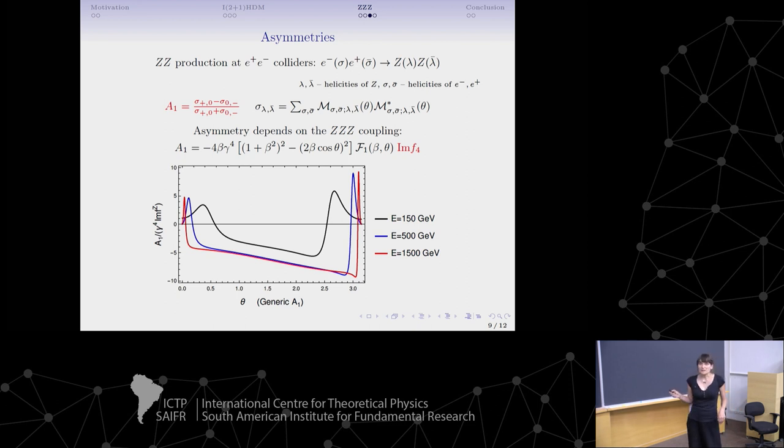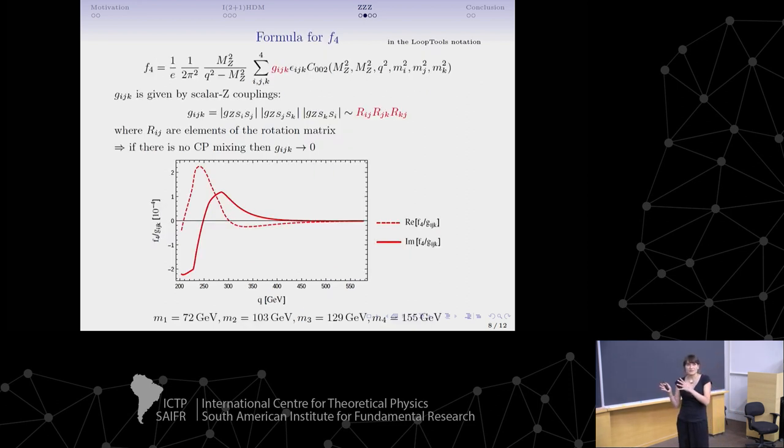Now, can we see that? This is a vertex that is not a proper one, in a sense. It violates gauge invariance. We cannot really put it in the Lagrangian and say, okay, that's it. We have to think of the observables that are actually sensitive to this kind of thing.